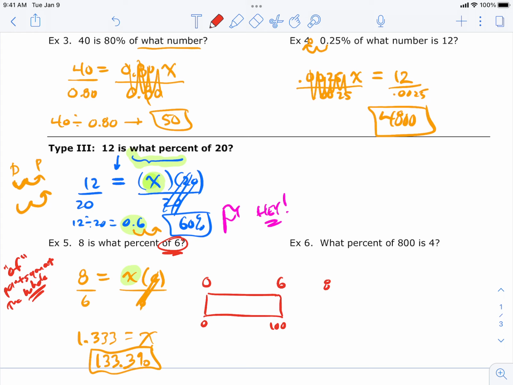8 is over here someplace, right? So this has got to be something a little bit bigger than 100%. Does that look like it could be about 133? Sure, it looks reasonable. Again, I'm not trying to calculate it exactly over here. I'm just trying to say, does that look like 133% is in the ballpark? It does. It's got to be bigger than 100%. 8 is bigger than 6. Okay, let's get that out of the way.